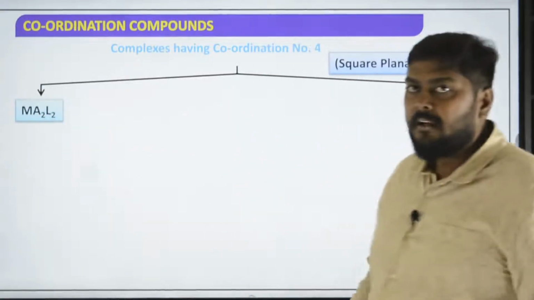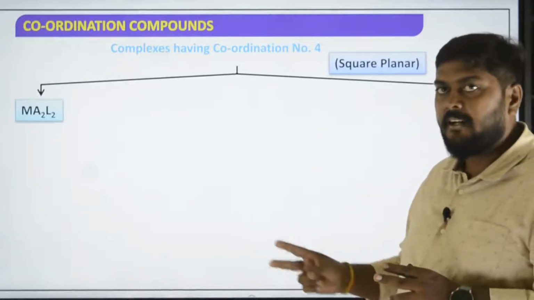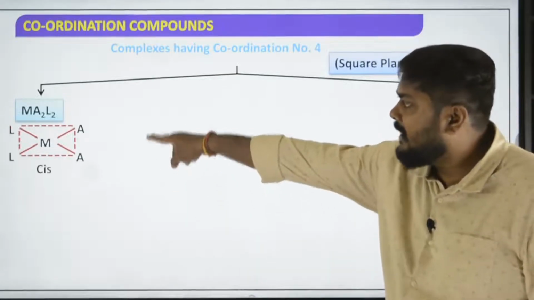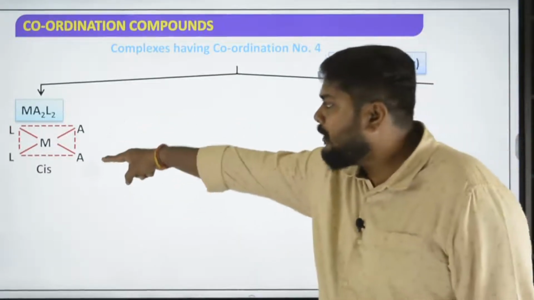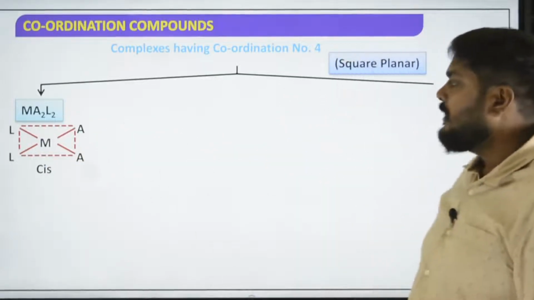நான் என்ன பண்றேன்? ரெண்டு டைப் ஆஃப் லிகாண்ட் எடுத்துக்கிறேன். ஸோ ரெண்டுமே monodentate ligand எடுத்துக்கிறேன். Okay, so I am going to have metal is surrounded by A and L. இப்போ A எப்படி இருக்கு? சேம் சைடுல இருக்கு. அங்க L-உம் எப்படி இருக்கு? சேம் சைடுல இருக்கு. So it is called a cis complex.